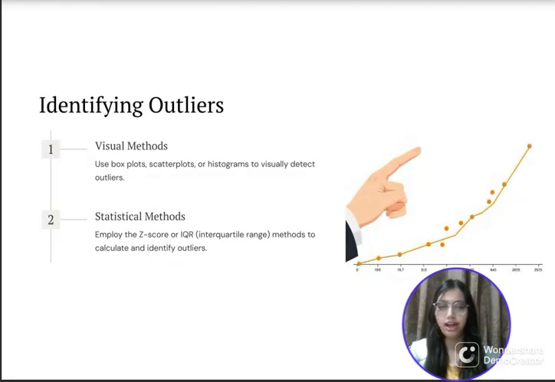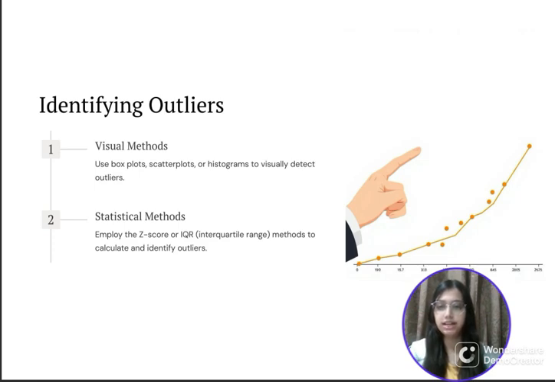Identifying outliers. Finally, we look at identifying outliers in the dataset. Outliers can skew your analysis and lead to incorrect conclusions. Using Python, I will show you an effective way to spot these anomalies and decide how to handle them. There are two methods to identify outliers. First one is the visual method. We use box plots, scatter plots or histograms, which is a visualizing method.